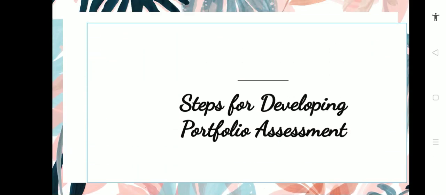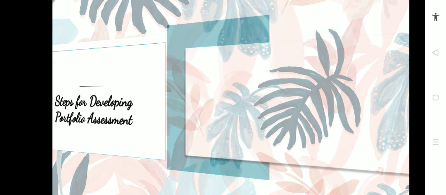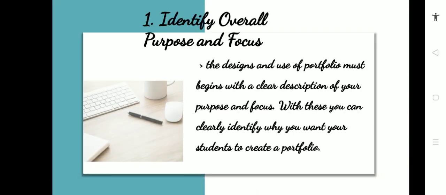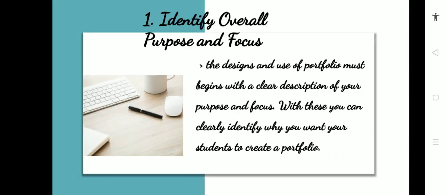In designing portfolio assessment, it requires some advanced and careful planning. It begins with a clear idea about the purpose of the assessment. Below are the following steps that provide general directions for developing portfolio assessment. The first one is identify overall purpose and focus.